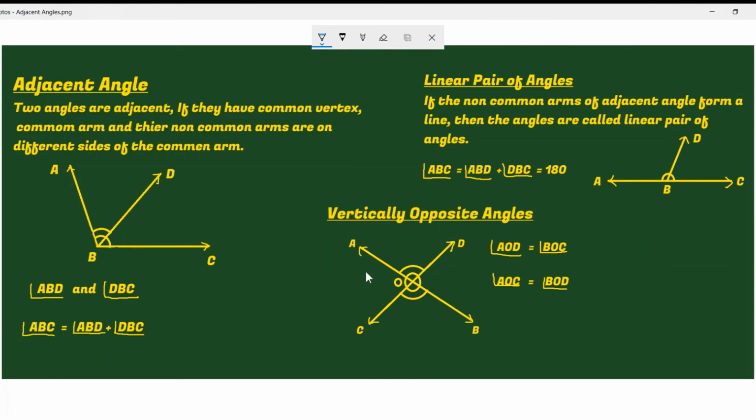We can tell vertically opposite angles would be equal. Here, what are the opposite angles? AOC and DOB are both vertically opposite angles, so both would be equal. The next vertically opposite angles are AOD and BOC. These two are also equal. So vertically opposite angles would be equal. Let's move on to the next page.